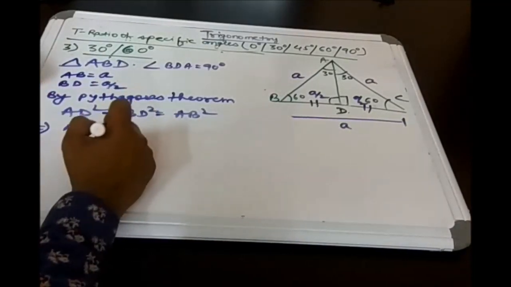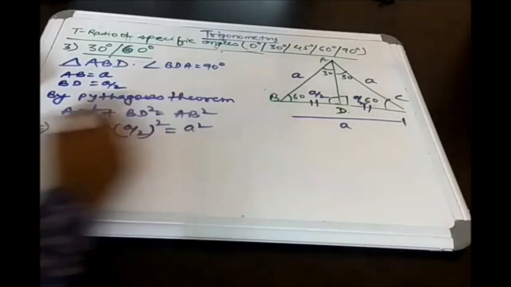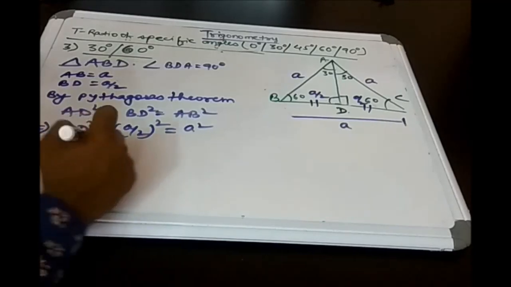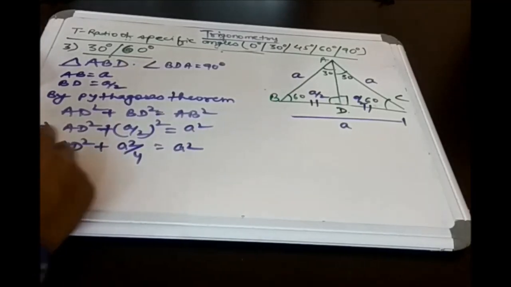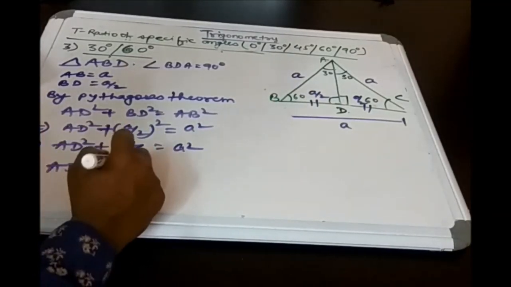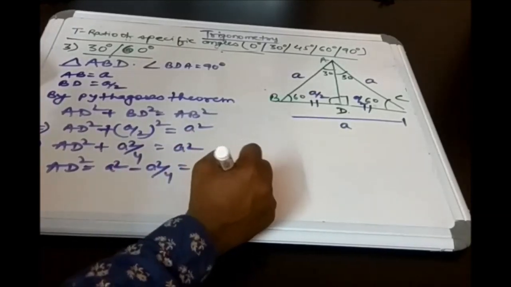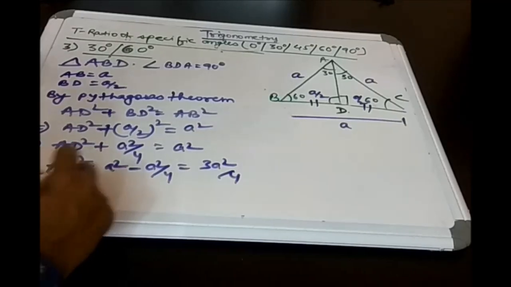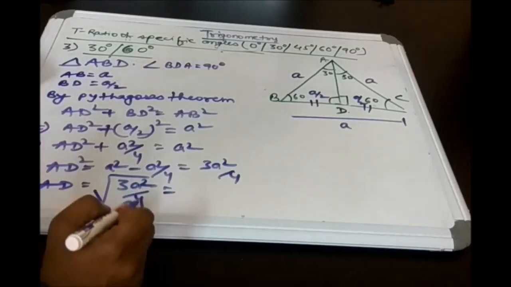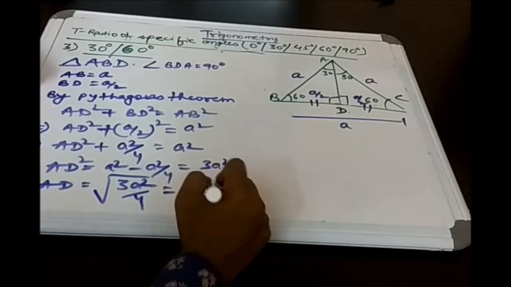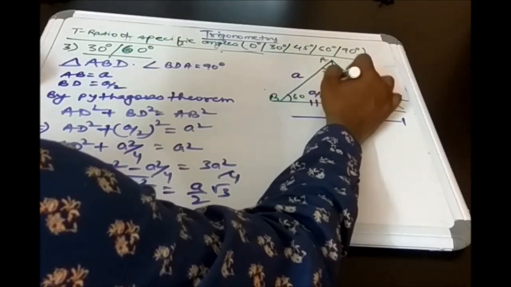BD is A by 2, so BD square, A by 2 square equals to AB square, that is A square. Implies AD square plus A square by 4 equals to A square. So AD square equals to A square minus A square by 4, 3A square by 4. Therefore AD will be under root of 3A square by 4. So from here A by 2 will come out, A by 2 root 3. Therefore the value of AD will be A by 2 root 3.